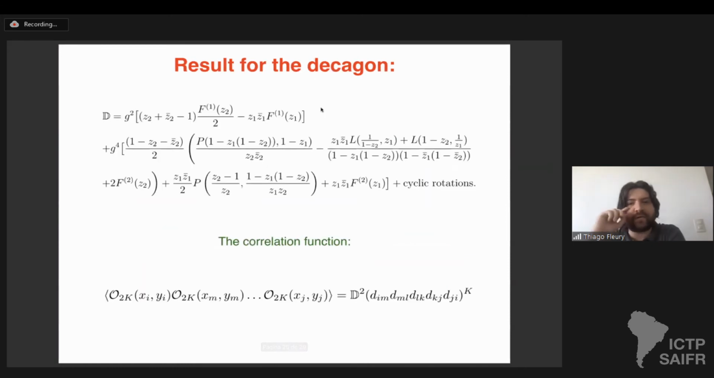So I'll give the result. The result is again some combination of pentaladders, double boxes, and so on. So it's just computing these diagrams. And if you want to find the correlation functions, it will be this d squared times the unique tree-level R-charge structure here. And then you can take k to infinity.